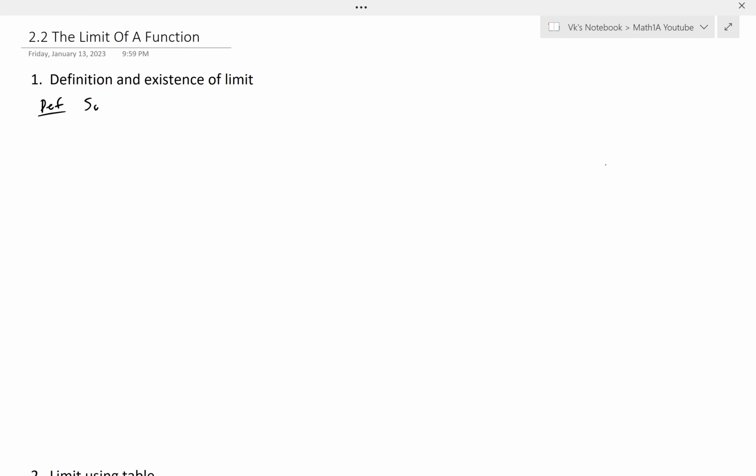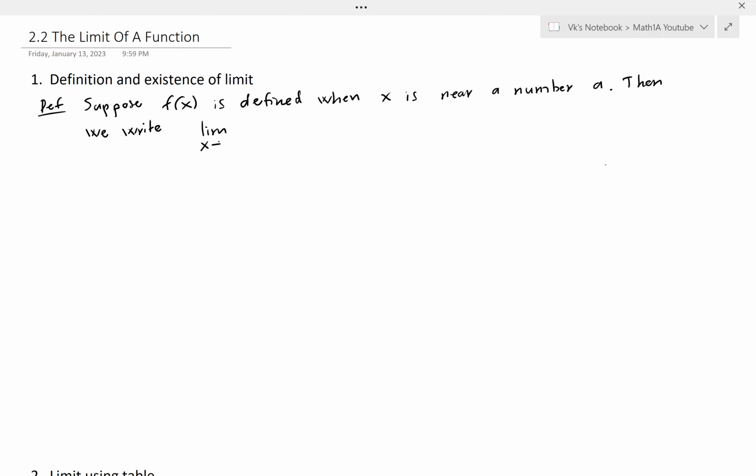Definition: suppose f(x) is defined when x is near a number a, then we write limit as x approaches a of f(x) equals L.